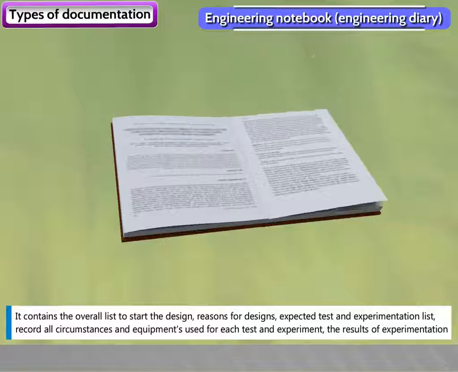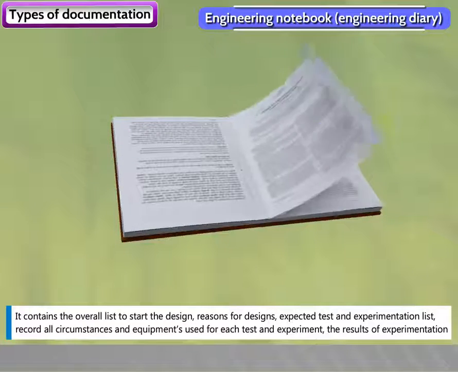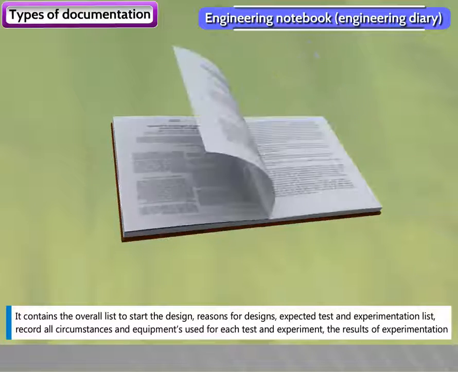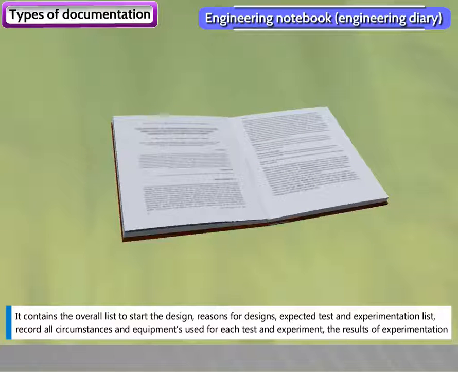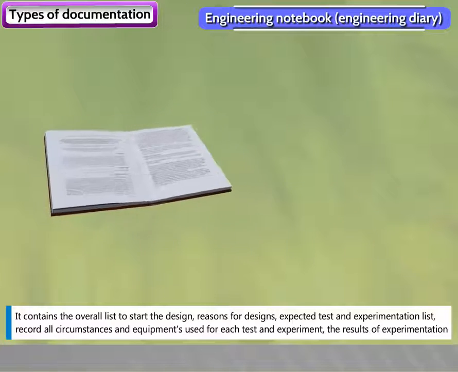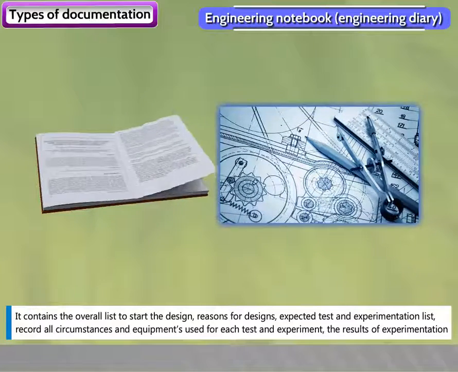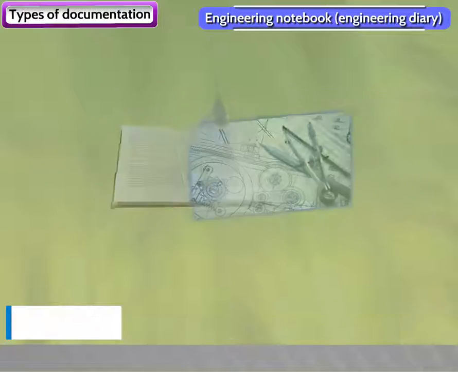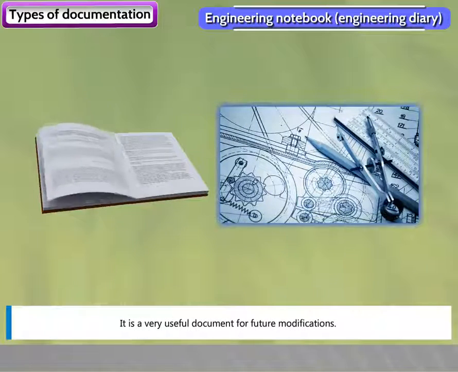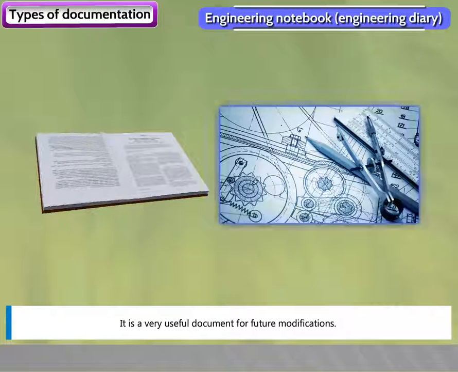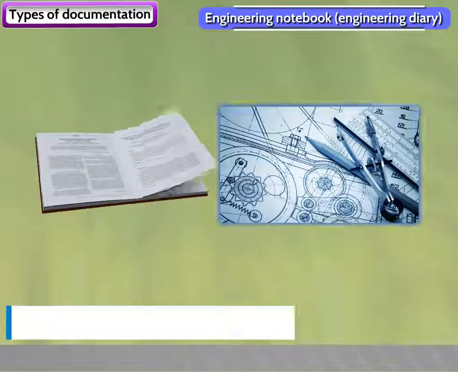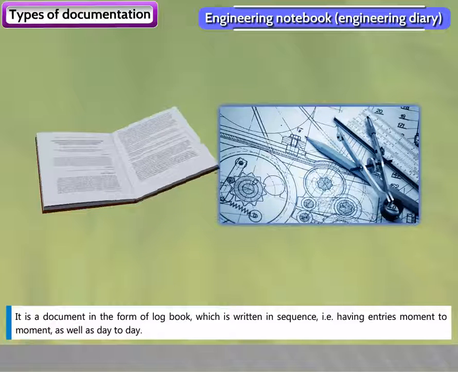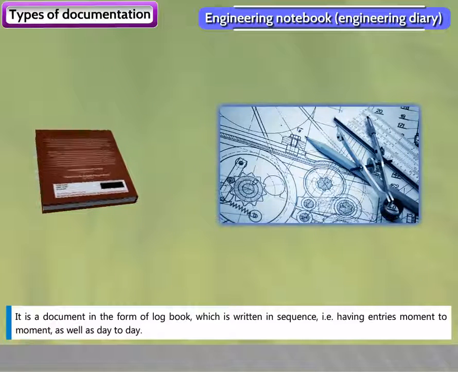It contains the overall list to start the design, reasons for designs, expected test and experimentation list, record all circumstances and equipments used for each test and experiment, the results of experimentation and test. It is a very useful document for further modifications. It is a document in the form of a logbook which is written in sequence, that is, having entries moment to moment as well as day to day.